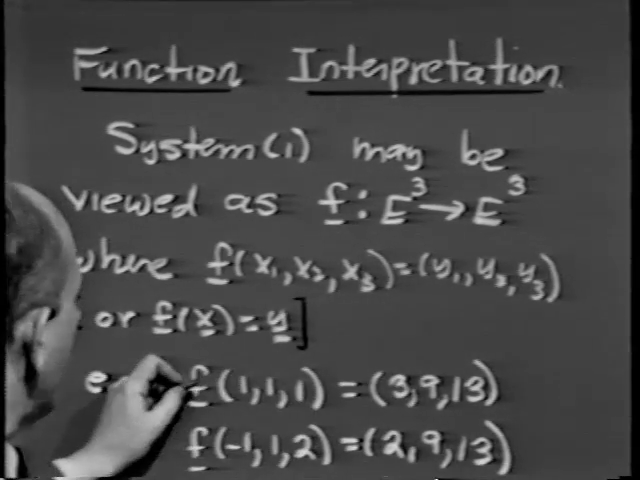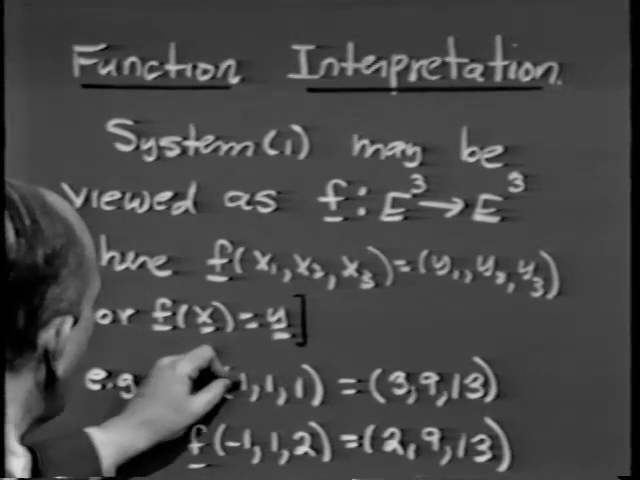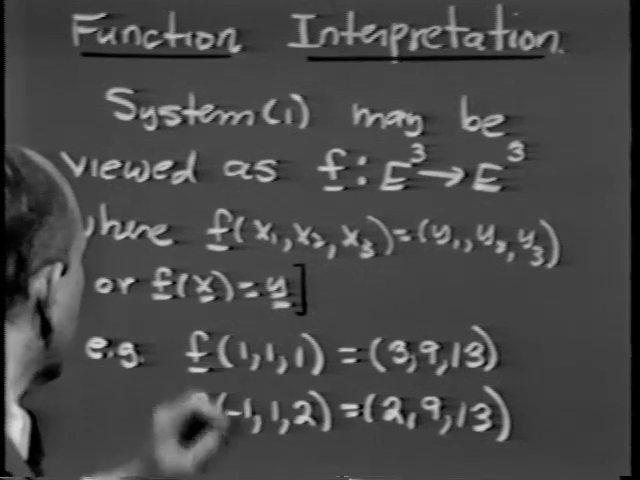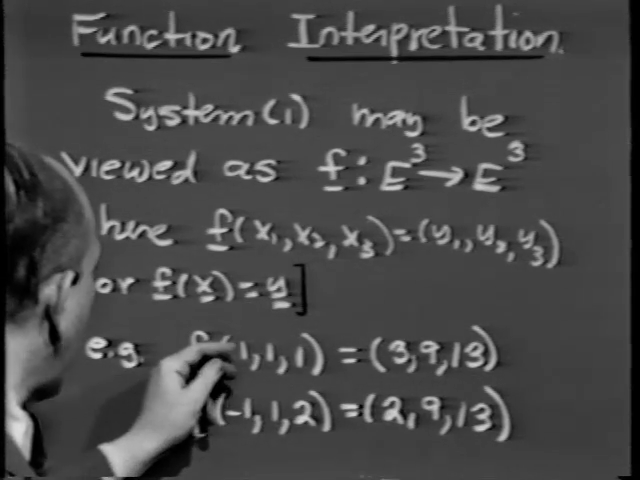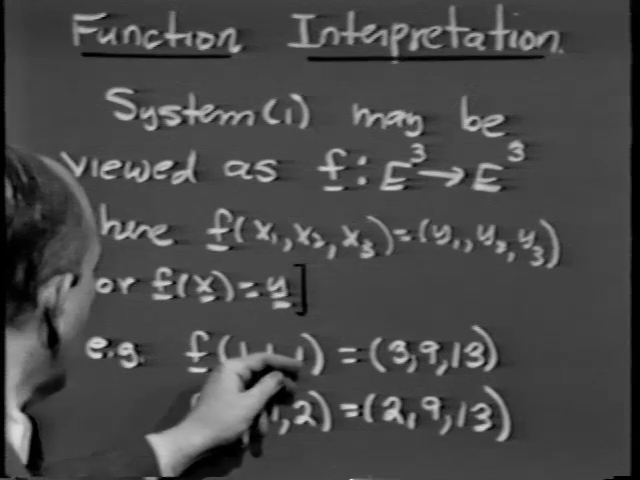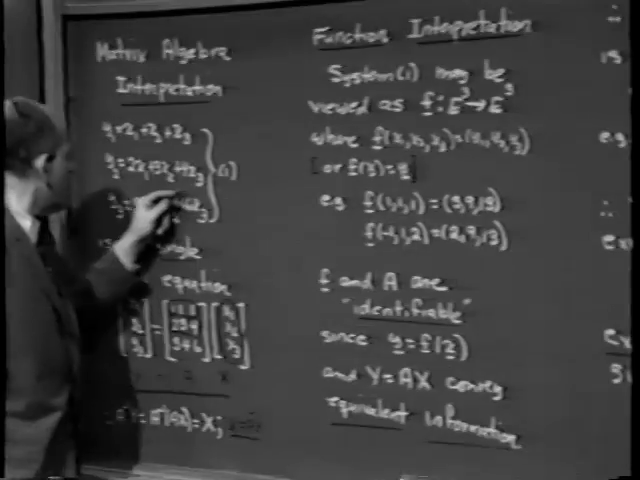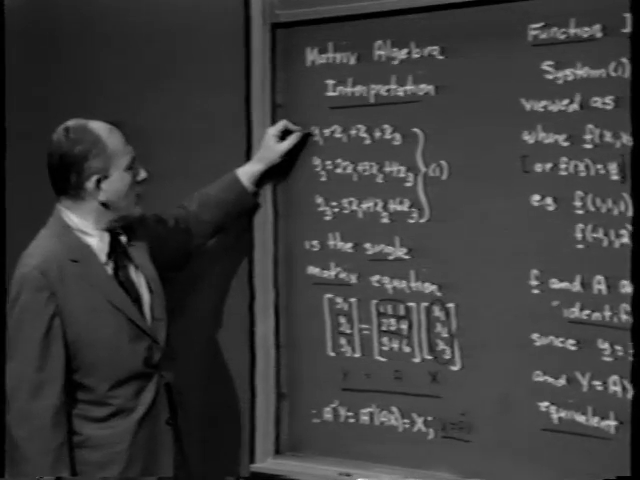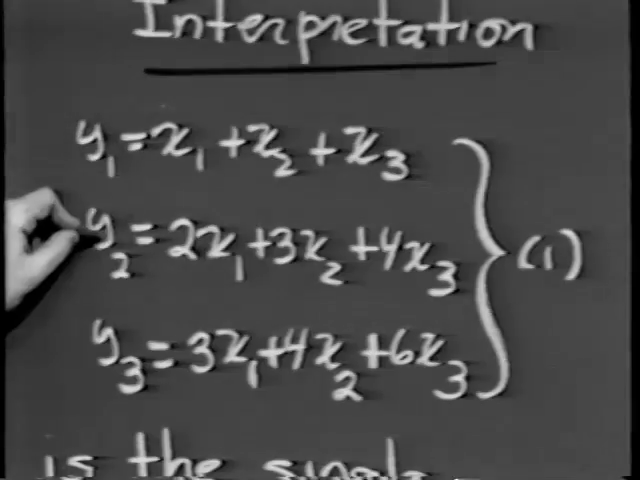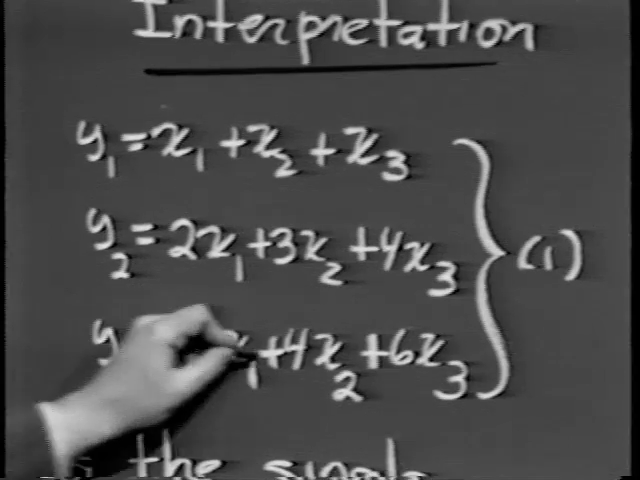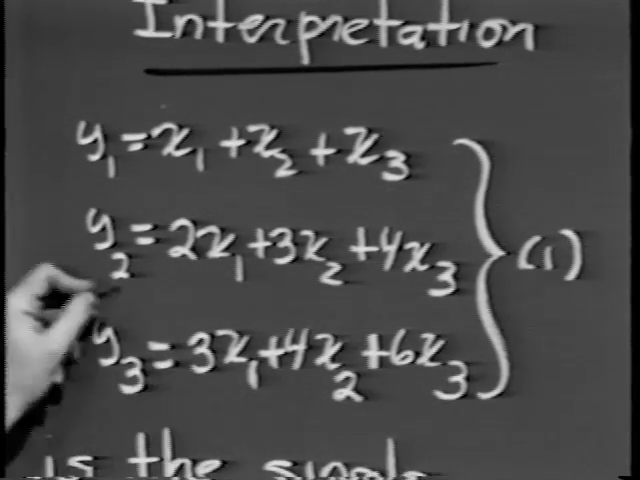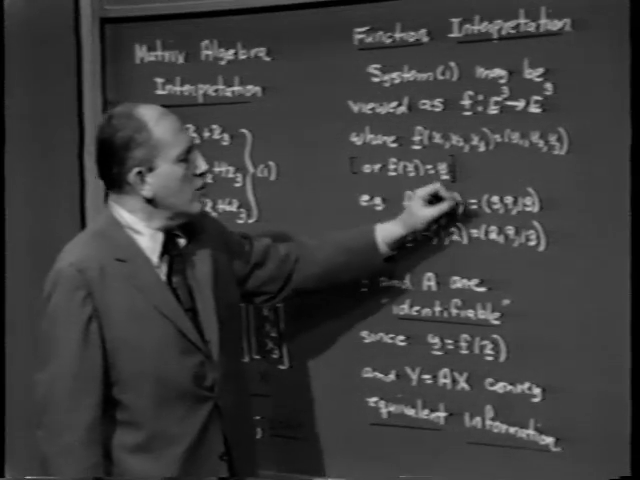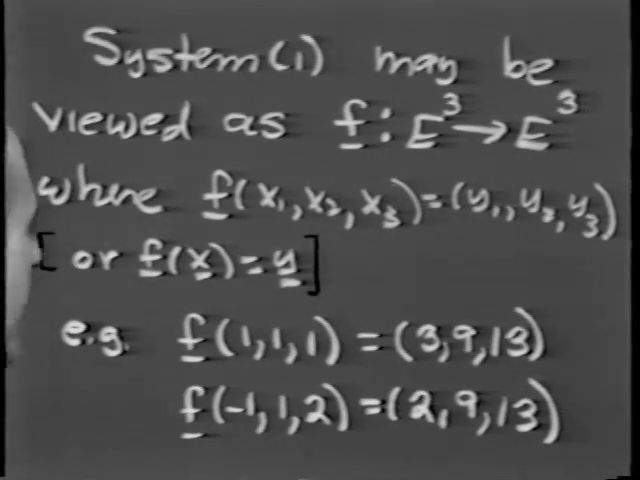And to show you what I mean by that in more detail, suppose I pick x1 to be 1, x2 to be 1, x3 to be 1. Just for the sake of argument, suppose I pick that. What this means is, come back to the original system, replace x1, x2, and x3 by 1. If we do that, we see that y1 is 3, y2 is 9, and y3 is 13. Therefore, we would say that f bar maps 1, 1, 1 into 3, 9, 13.